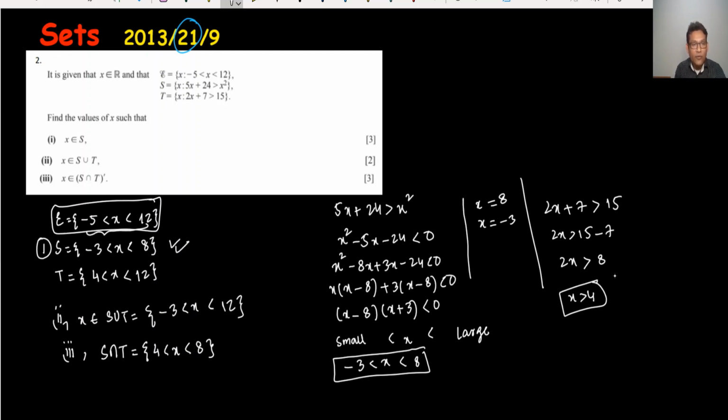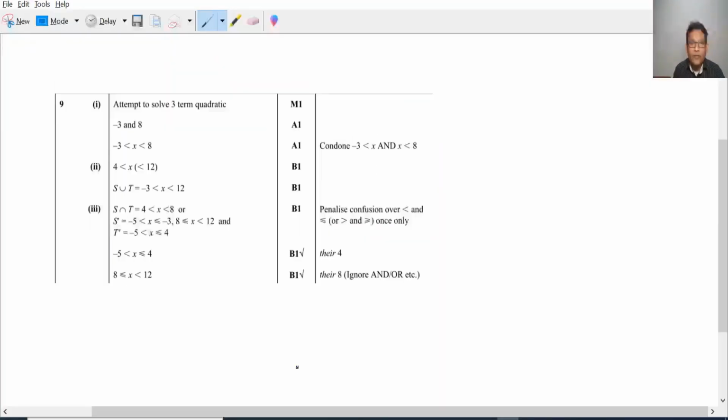So when I subtract 4 and 8, you can write it in two parts. The first is from minus 5 to 4, and you have to write 8 to 12. So that is it, and let me check the answer of this part.